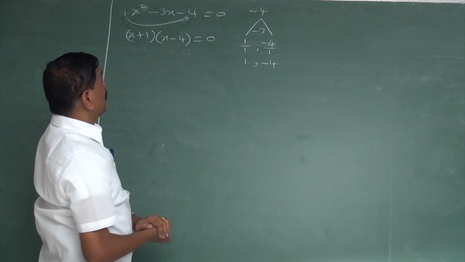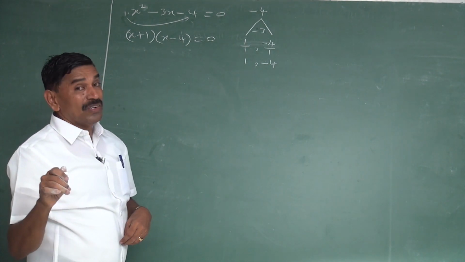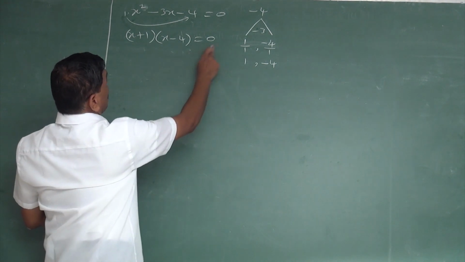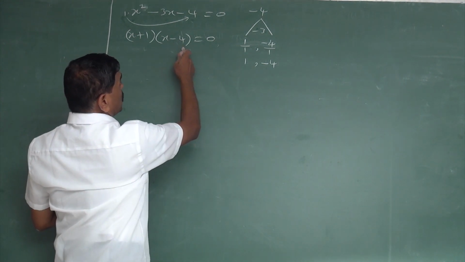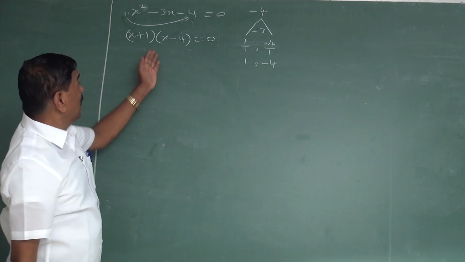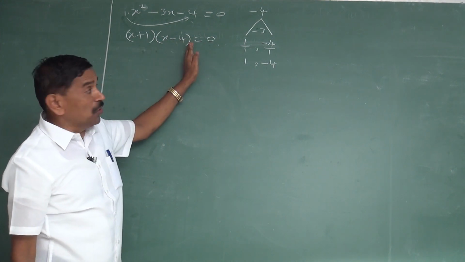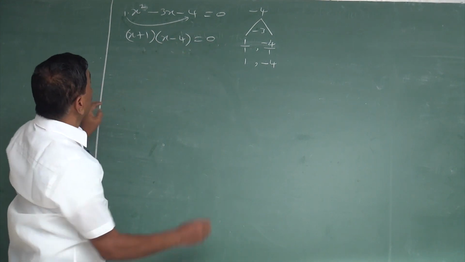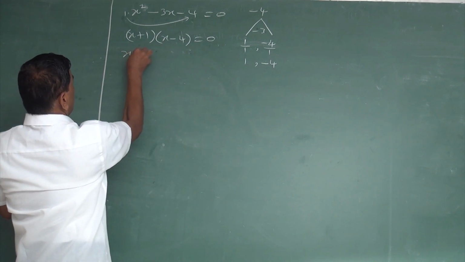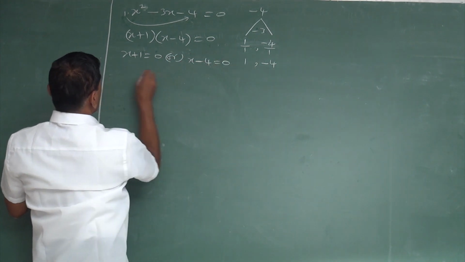Okay. Now, what is the next step? Simplification. Good, very good. Your answer is correct. Minus 1 comma 4, because plus 1 goes to the right side as minus 1 and minus 4 goes to the right as plus 4. So, minus 1 comma 4 will be the answer. Here, if the product is equal to 0, either the first one is equal to 0 or the second one is equal to 0. Therefore, x plus 1 equal to 0 or x minus 4 equal to 0.